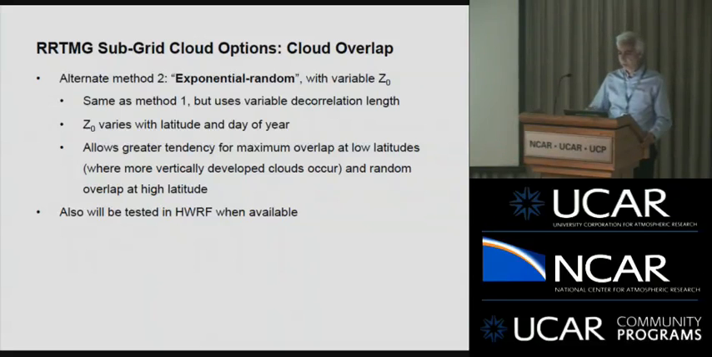For example, you could use maximum more at low latitudes where you know you have taller convection and it would be more appropriate, where it would transition more to random at higher latitudes where random correlation is more appropriate. So I kind of like this idea. I think we will implement this in RRTMG, and we'll be testing that too in later experiments.